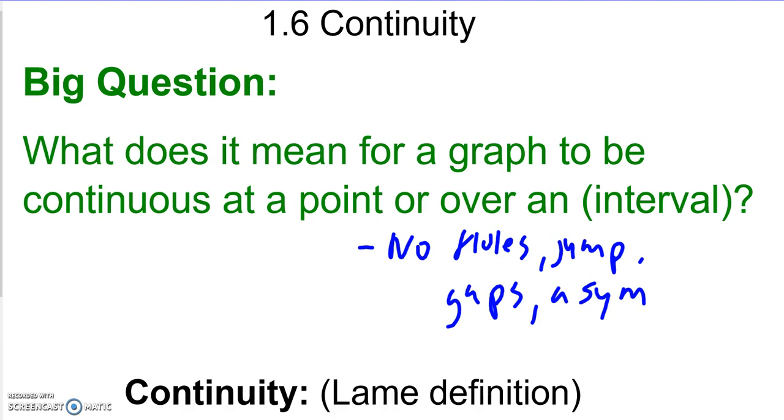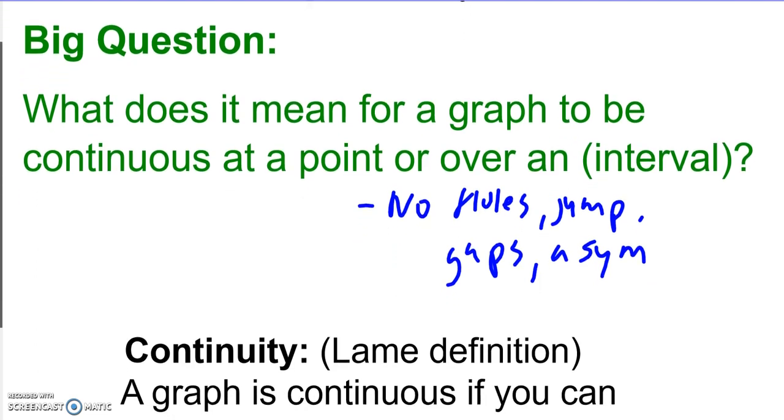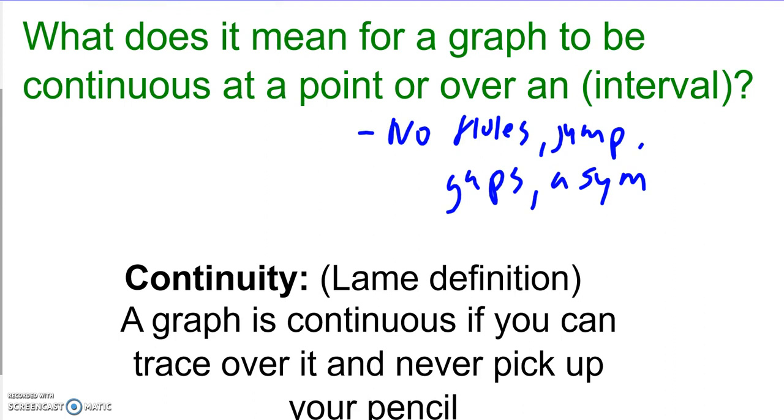Okay, so what do we mean by continuity? A graph is continuous if you can trace over it and never pick up your pencil. Again, this is obviously not the official definition, but if you can draw it and not pick up your pencil, then it is continuous.